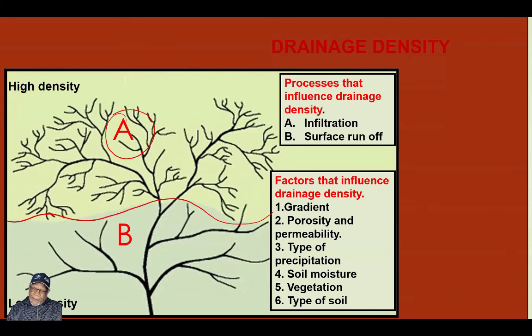Now, here are the factors that are influencing drainage density: gradient, porosity and permeability, type of infiltration, type of precipitation, soil moisture, vegetation, and type of soil. Now, here is a simple question. Explain how gradient influences density at B. If you get that question, it may say explain how gradient influences density at A or at B.